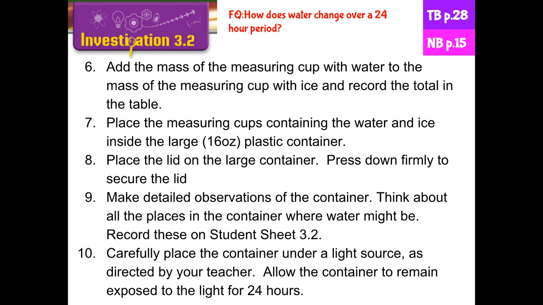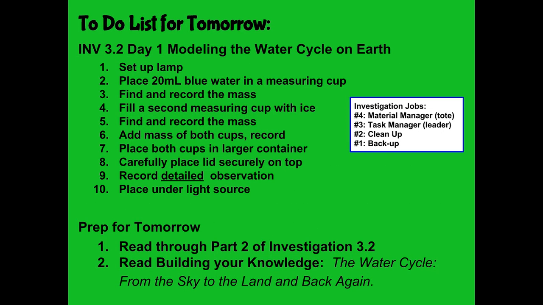You're going to place all of that into a larger plastic container, kind of a little Tupperware container, and then you're going to place the lid down firmly to secure it. That creates a closed system. And then you're going to make some observations of the container and think about all the different places in the container where the water might be. You have the cups, you have water, ice, and you actually have water vapor within the air. And that should go on student sheet 3.2. And then we're going to put that underneath the light source to simulate light and what happens after exposure to light for 24 hours. So investigation 3.2, modeling the water cycle.